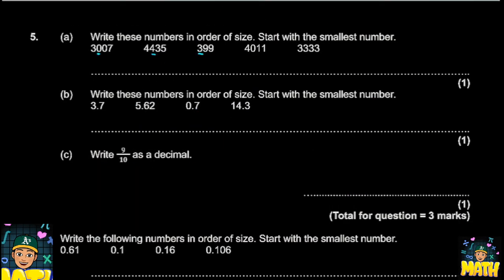All right, so here we are to order these numbers. Start by looking at the hundreds because that's the smallest. We'll start with 399. Then we move to the thousands place value and compare each of them.